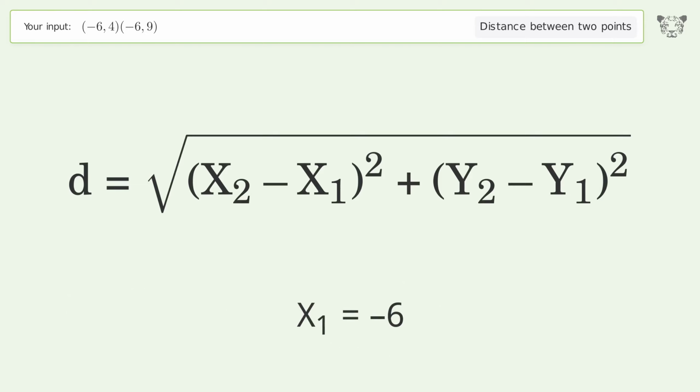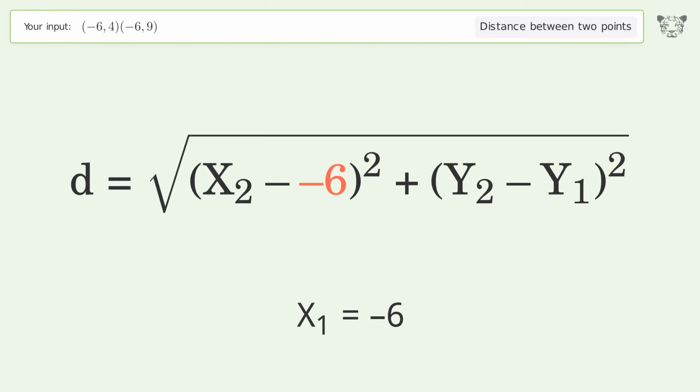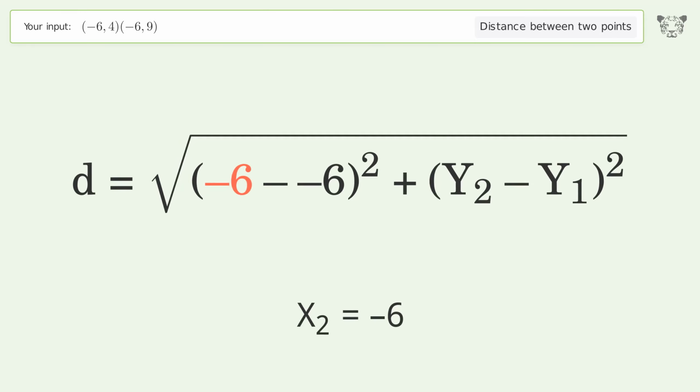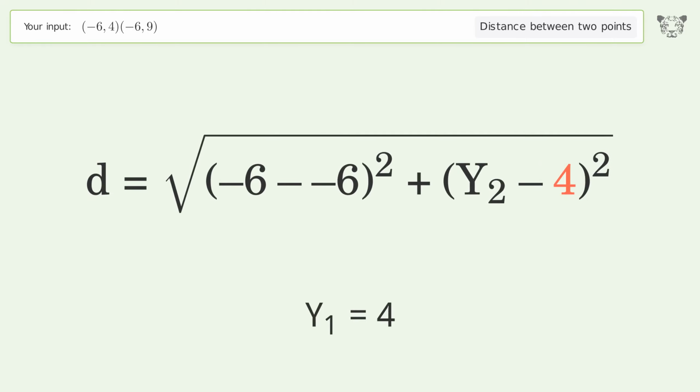x1 equals -6. x2 equals -6. y1 equals 4. y2 equals 9.